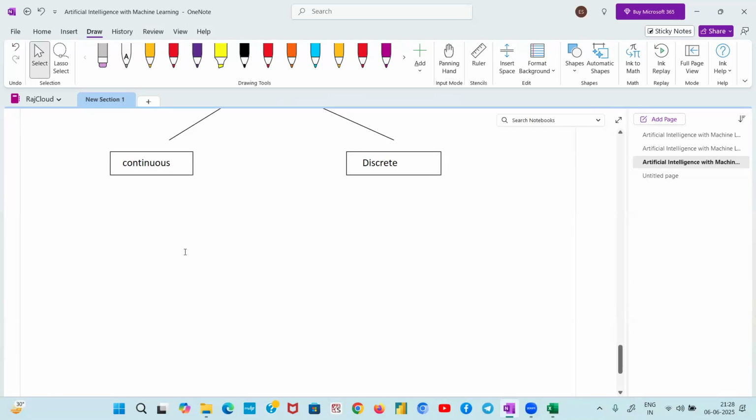Did anyone know about these types? What is continuous data, discrete data? Can anyone tell the answer? Anyone has an idea? No?